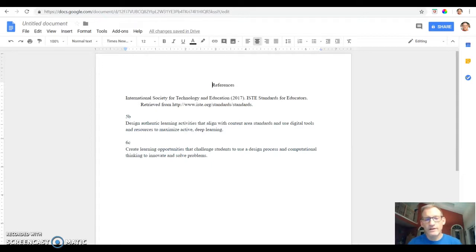The ISTE standards that I'm using for educators are 5B, Design Authentic Learning Activities, that align with content area standards and use digital tools and resources to maximize active, deep learning and create learning opportunities that challenge students to use a design process and computational thinking to innovate and solve problems.